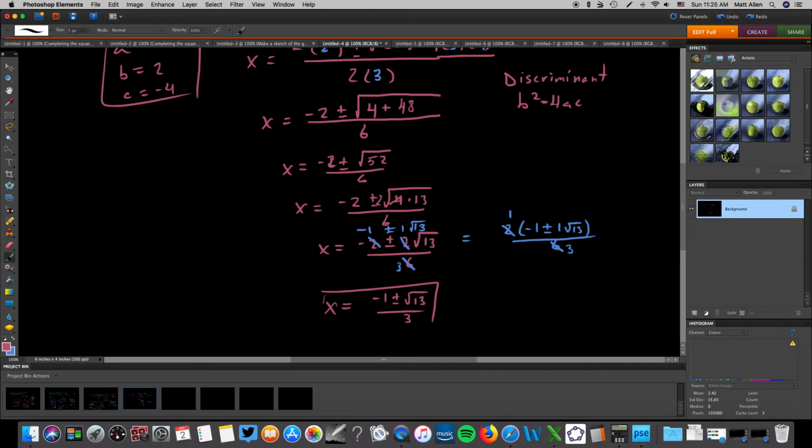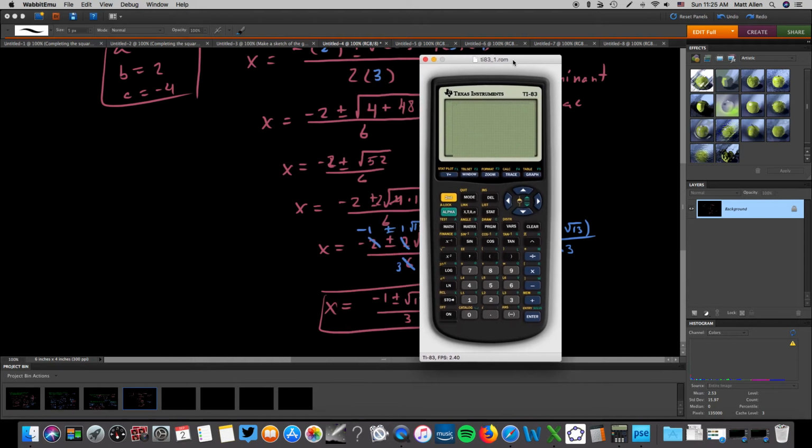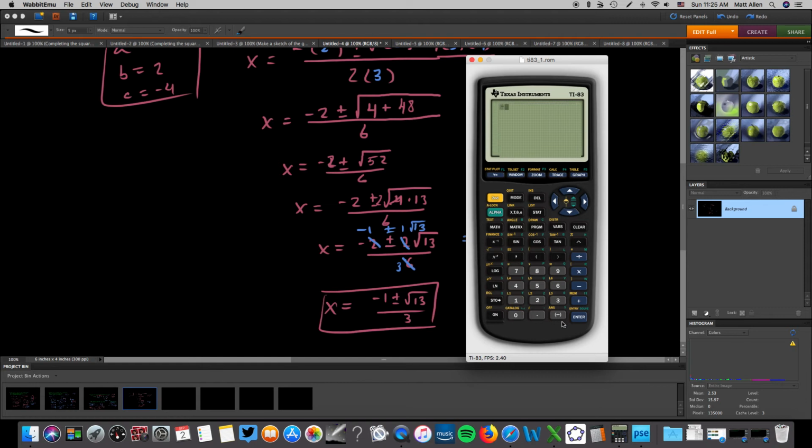And I'm going to go ahead and leave it in this form just because, again, you've seen me do this on a calculator last time. It's a little bit easier to type this in. So let's get your calculator ready here. Turn on, clear this out. And we're going to type in then, need parenthesis first, -1 plus the square root of 13, end parenthesis, all divided by 3.